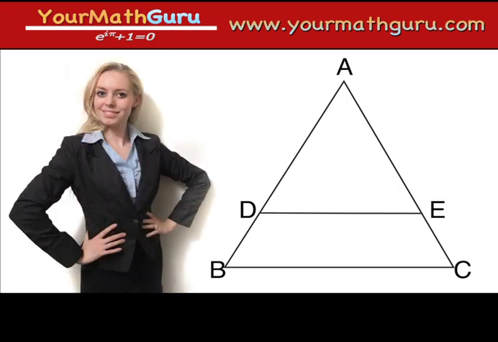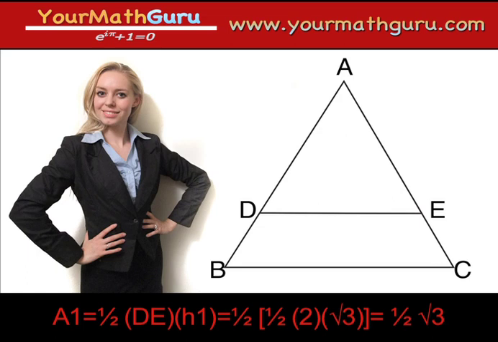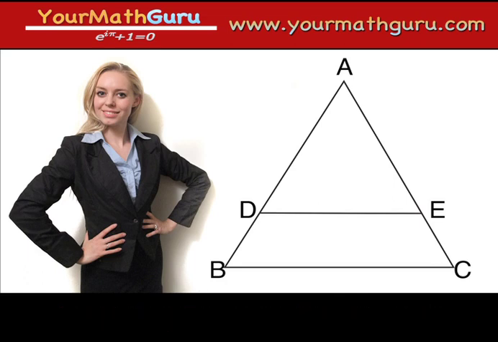Furthermore, if the smaller triangle and the trapezoid have the same area, then they're each half of the large triangle's area. Thus, A1 is equal to half of DE times H1, which is equal to half of the large triangle's area, half of square root of 3, from which we can get H1 to use in the expression of the area of the trapezoid. H1 is equal to square root of 3 divided by DE.